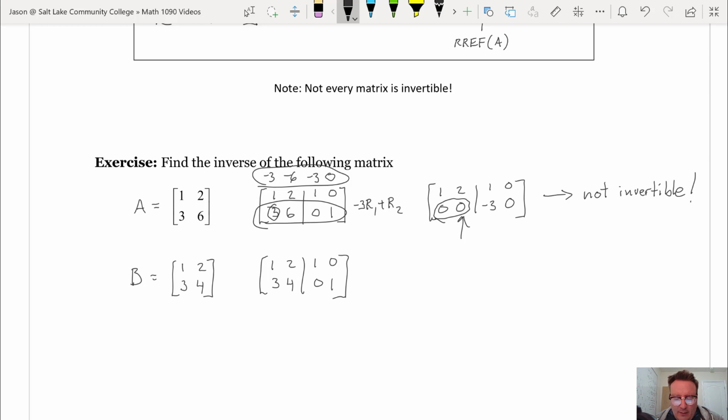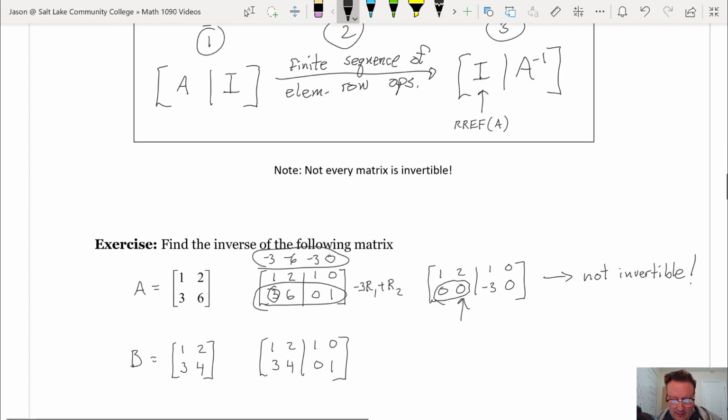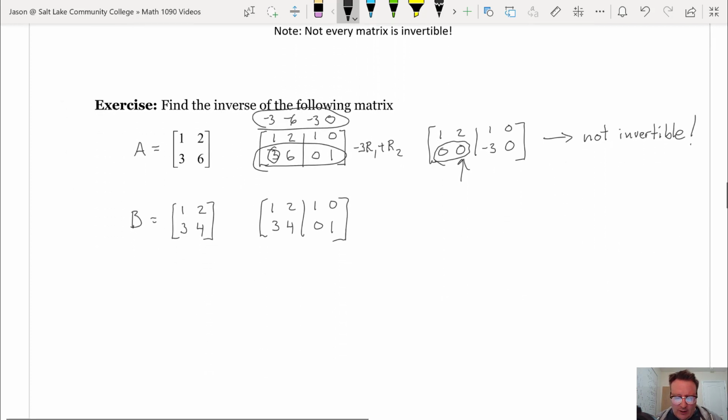Now, recall the algorithm. First step, you want to create this augmented matrix. Second step, this is the long one, you need to create a finite sequence of elementary row ops to get it into this final state, where we have the identity on the left and then A inverse will be on the right. So I want to transform the left-hand side of this augmented matrix into the identity matrix. I want to do Gaussian elimination on it. So what should I do?